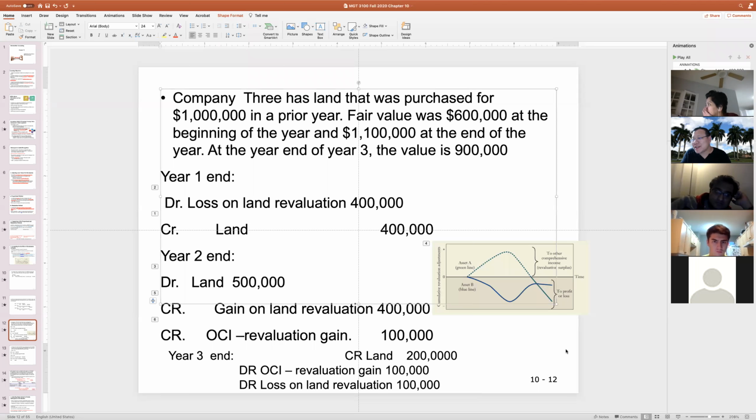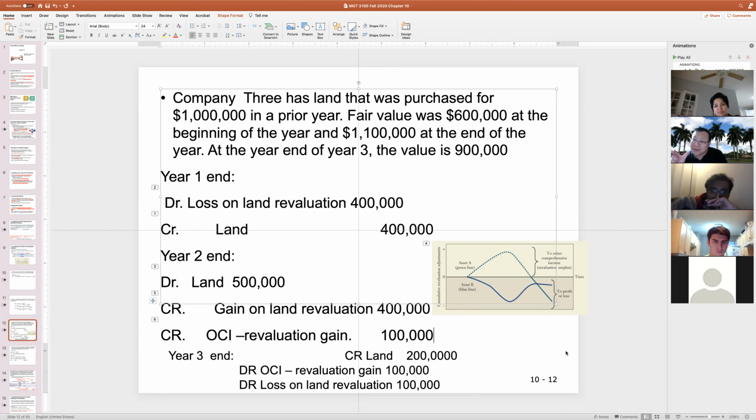But you just think of it this way: you cannot have gain and loss at the same time. So you either have to first get out of the loss and recognize the gain, or you have to write off the gain and then get into the loss.